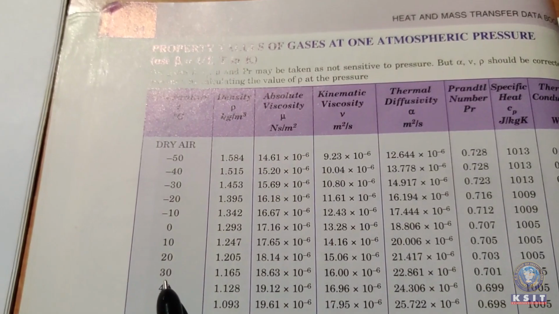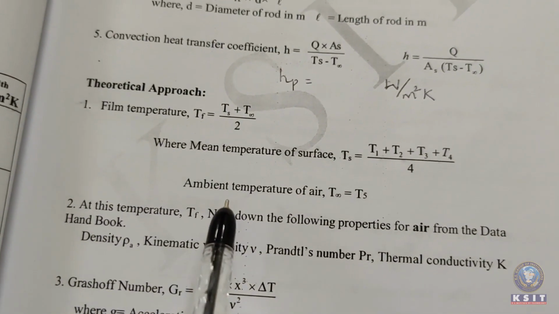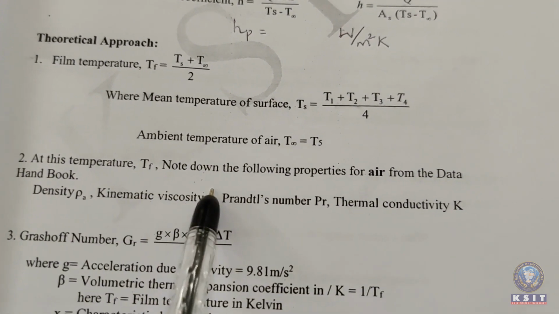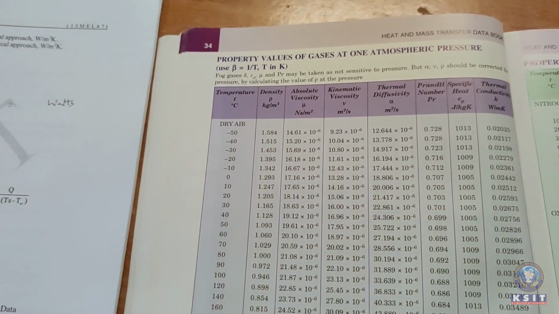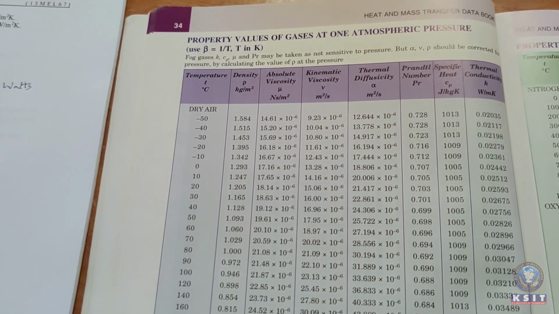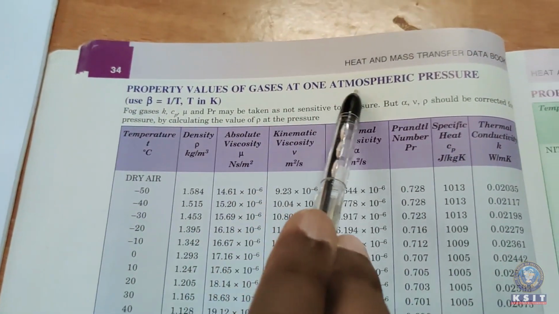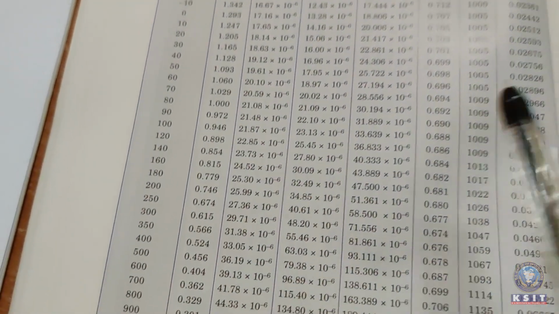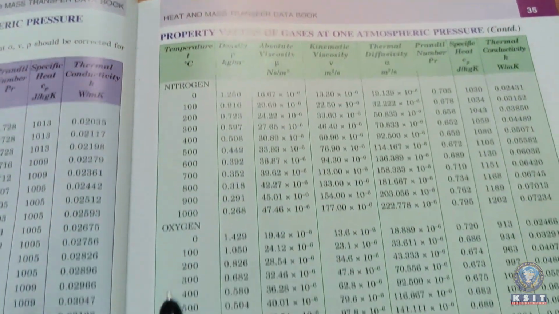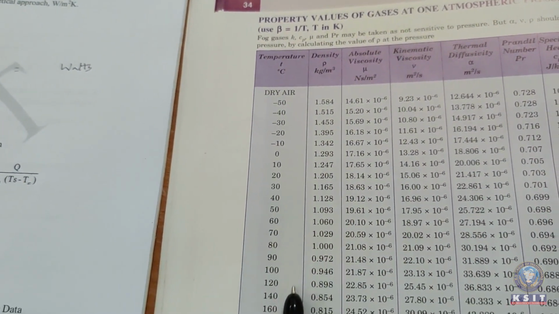Suppose it is at 30 degrees centigrade. At this film temperature, we have to find out the properties of air. The fluid is air, from the data handbook, page number 34. Please open page number 34 in the data handbook and see the heading, property values of gases at 1 atmospheric pressure. The first column is for dry air. On the next page, we have different gases, nitrogen, oxygen, carbon monoxide. What is required for us is only the air values.